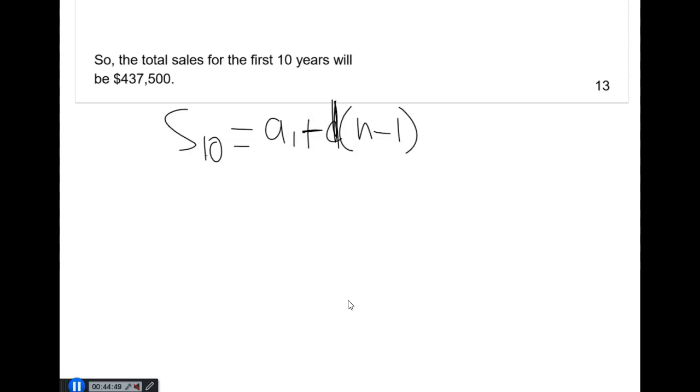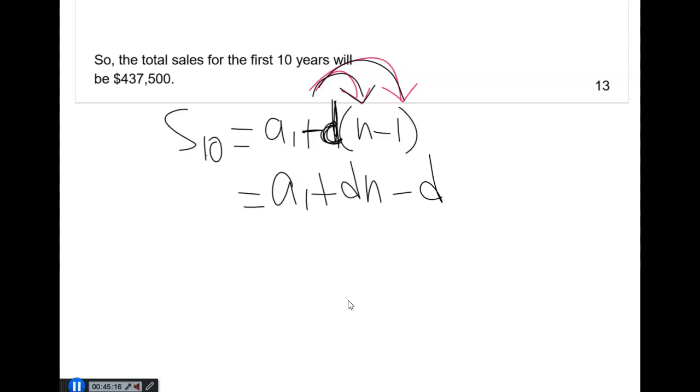So if we distribute D, we will get A sub 1 plus D times N, and then minus D times 1. And yeah, that's not really where I wanted to get with this. Actually, let's go ahead and substitute.